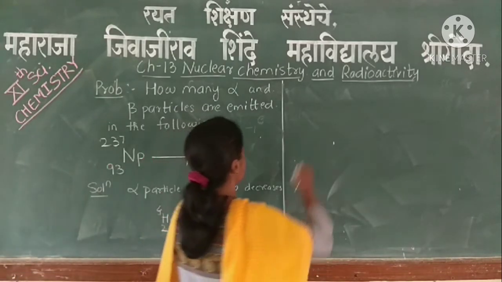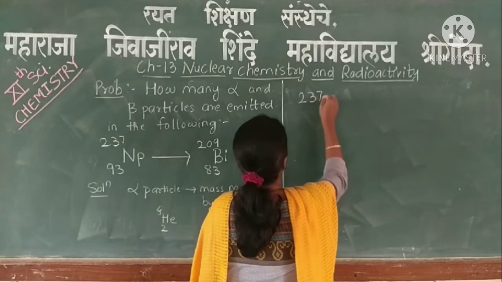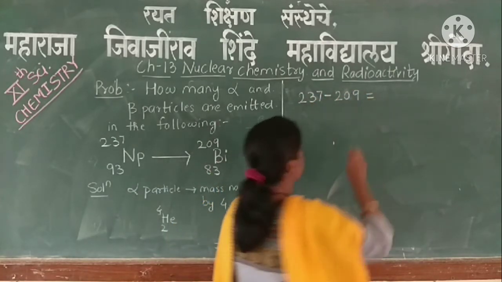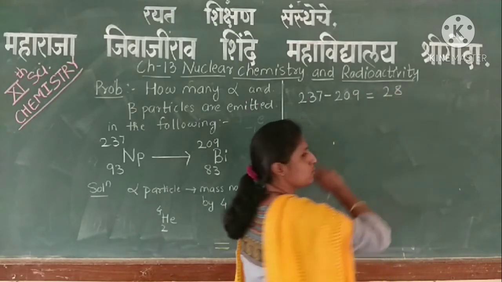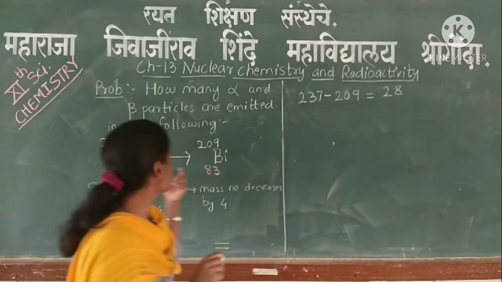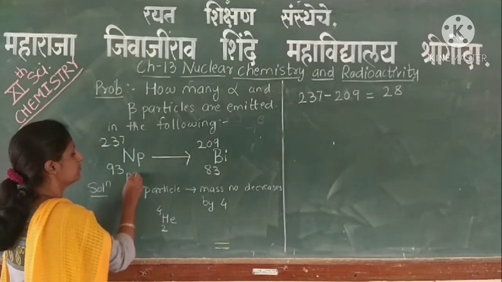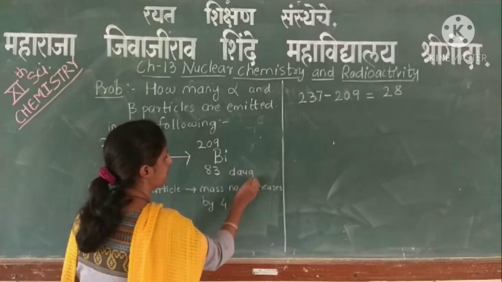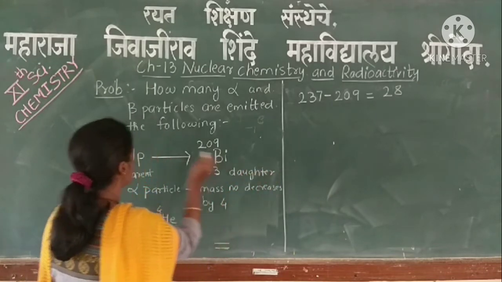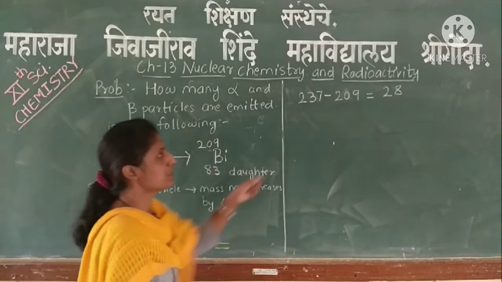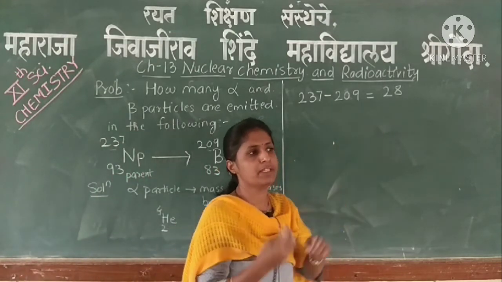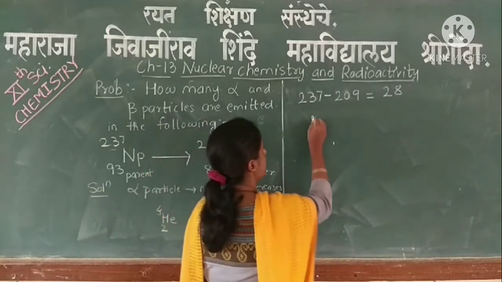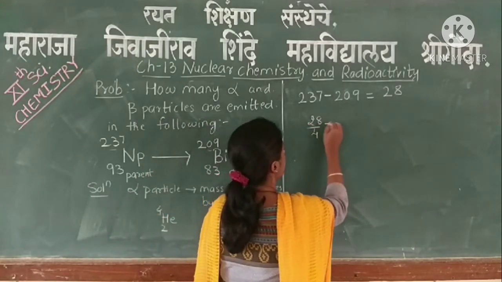So here 237 minus 209. Okay. So this mass is only the loss of mass. This is your parent nucleus. This is parent and this is daughter. So if you look at the change in mass, how much mass has changed? 28. The mass changes only when your alpha particle is emitted. So 28 divided by 4, you will get 7.